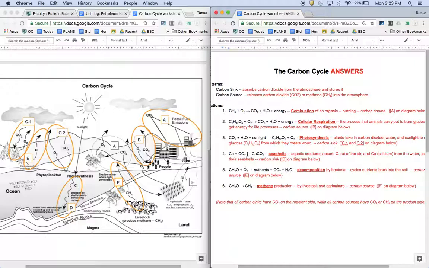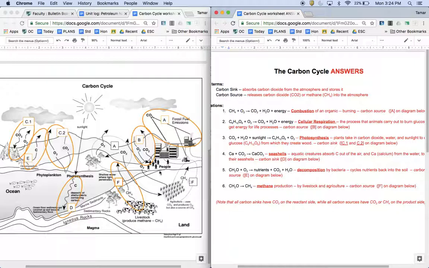Some others that are also important but not quite as big are the formation of seashells by marine organisms, which is depicted on the diagram as D, which is right here. Some of the carbon dioxide that is absorbed into the ocean is actually taken into the bodies of marine organisms to make calcium carbonate. Calcium carbonate is the stuff that they make their shells out of. So you see that this is another carbon sink, keeping that carbon dioxide in the form of seashells.